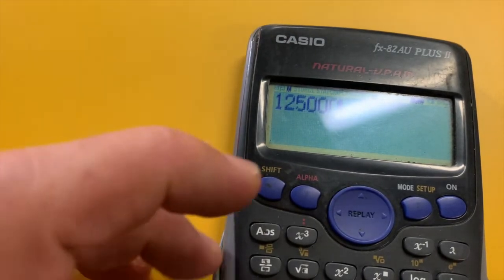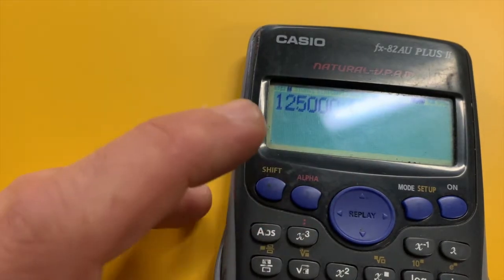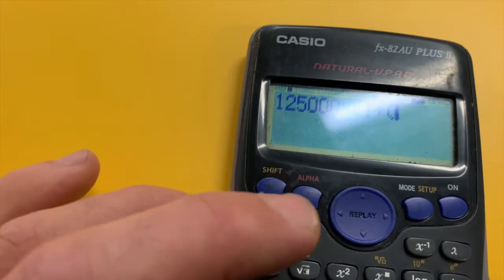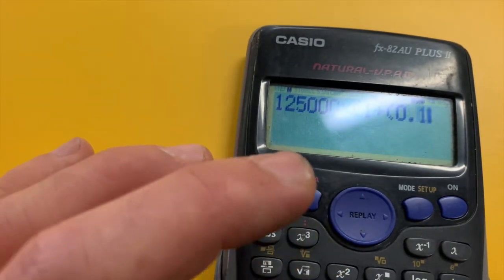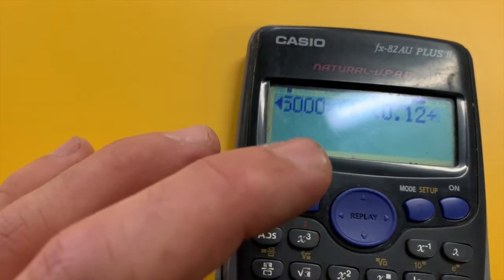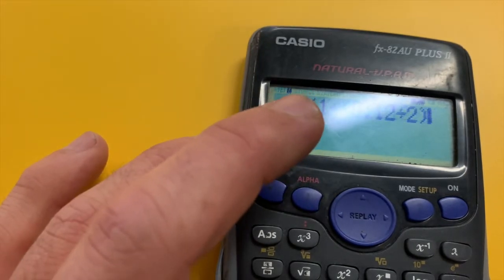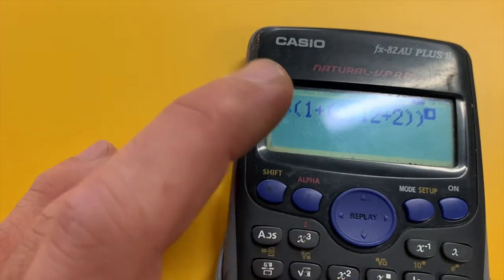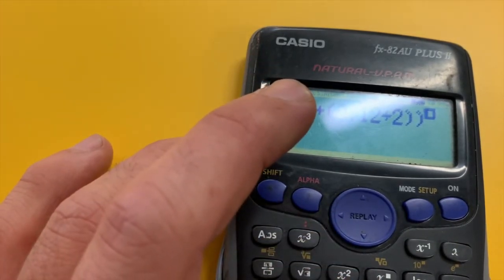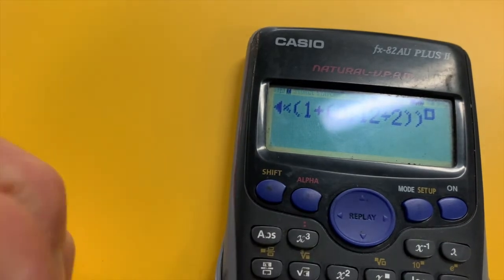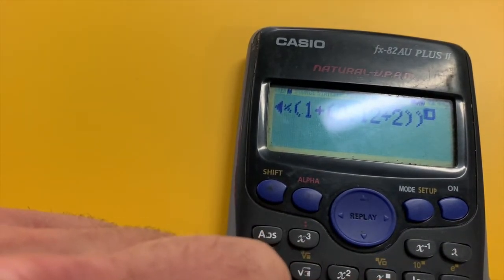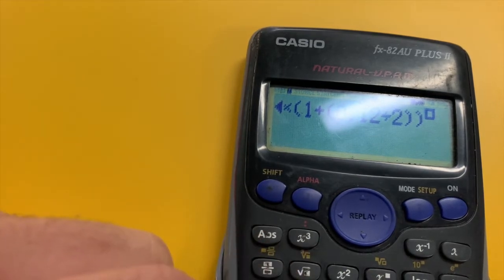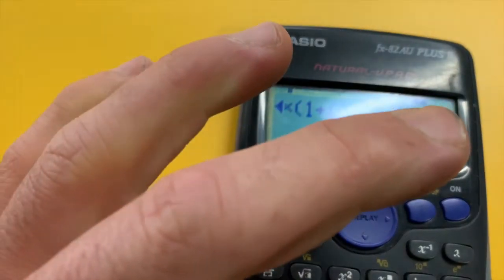125,000 times 1 plus, open bracket, the interest rate, which is 0.12, divided by 2, the number of periods, close bracket, to the power of, now that's the power button there, the X with a block. Some calculators have a Y X button, but you've got to be familiar with your calculator. And then I put 2 times 1.5, which is 3. So I put that there.